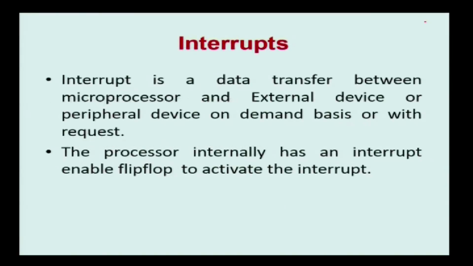So, an interrupt is the data transfer between the processor and the peripheral device on a demand basis, or with a request. Once the interrupt is received, the processor cannot be activated immediately, because we have to activate the internal interrupt flag, which is IE. IE is one of the flags in the microprocessor. Before activating the interrupt, we have to enable this flag. After enabling the flag, the processor is ready to receive the interrupt from the external devices.